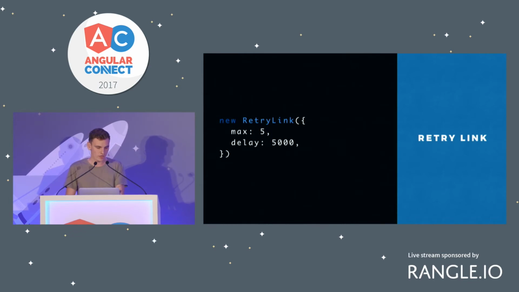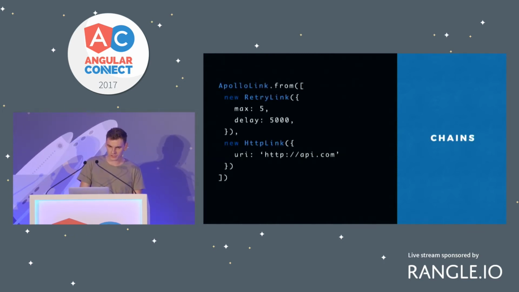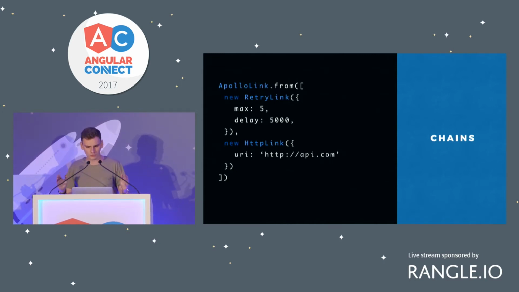And imagine you want to retry, when, let's say, an error occurs. You can just execute the query 5 times or less with a delay like this. And the good thing is that those links are chainable, so you can merge the retry link with the HTTP link and with other links. There will be a lot more links in the community thanks to that.